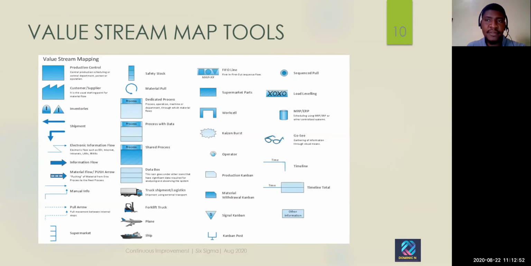So for a value stream map, there are tools that you could use to draw it. These are most of them.